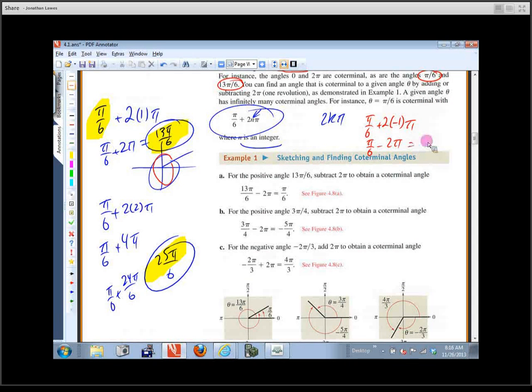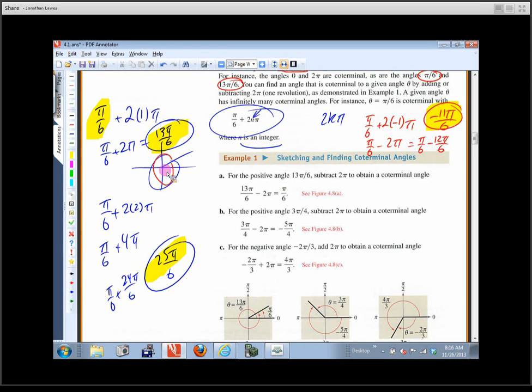If I do that, adding those together, I've got to figure out what this is as a fraction. This is going to be pi/6 minus 12 pi/6, so that's going to be negative 11 pi/6. So there's another one that's coterminal. All of these angles highlighted in yellow are coterminal. They all end in exactly the same place, but they've got different measurements.